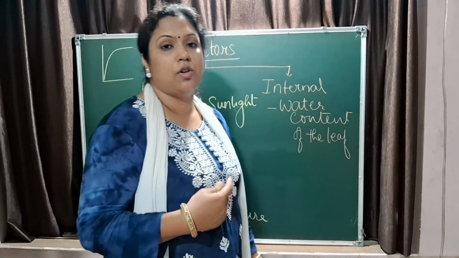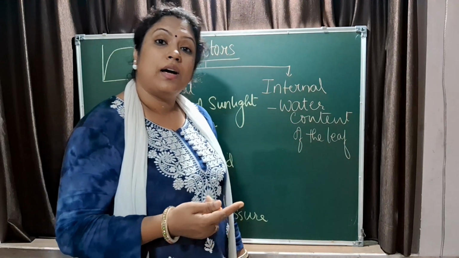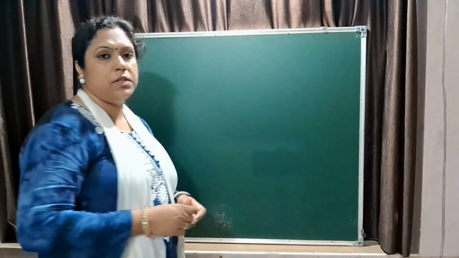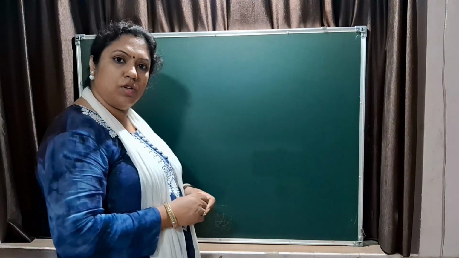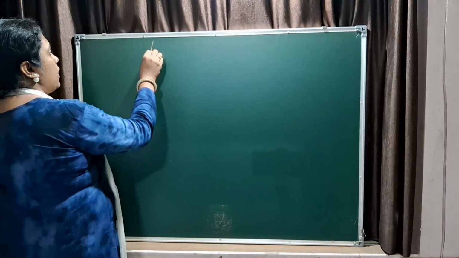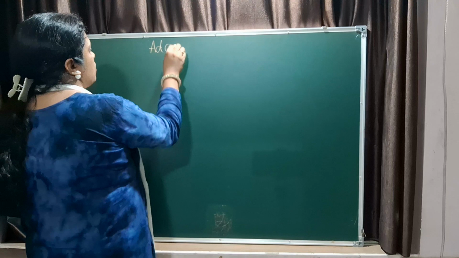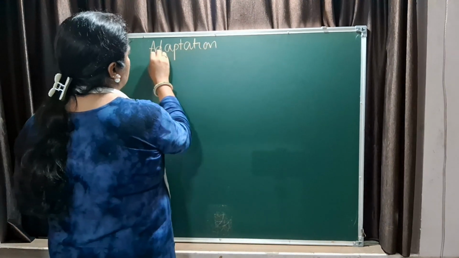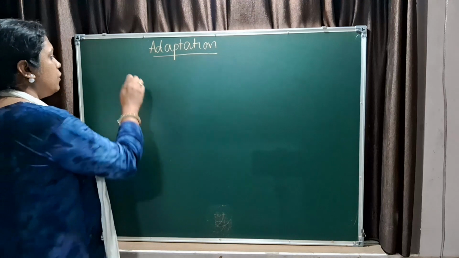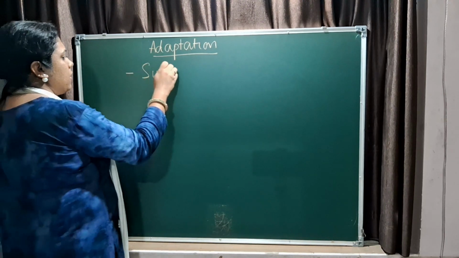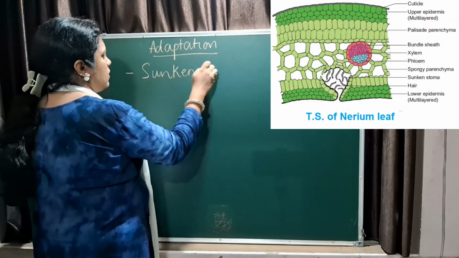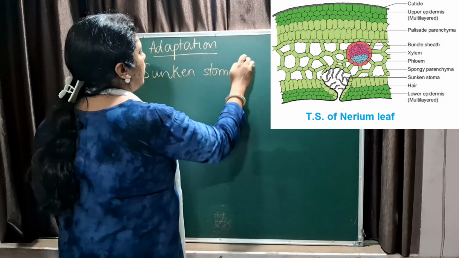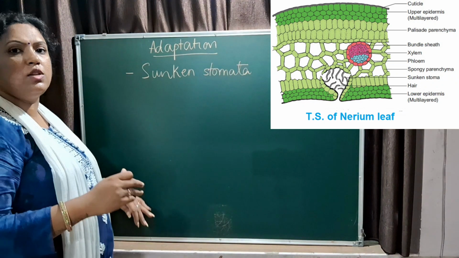Now we talk about the adaptations to reduce transpiration. What are the adaptations to reduce transpiration? This question can be asked for 2 marks and it is generally asked. So the first is sunken stomata. Now the stomata is not exposed to the atmosphere directly, so the rate of transpiration is reduced.